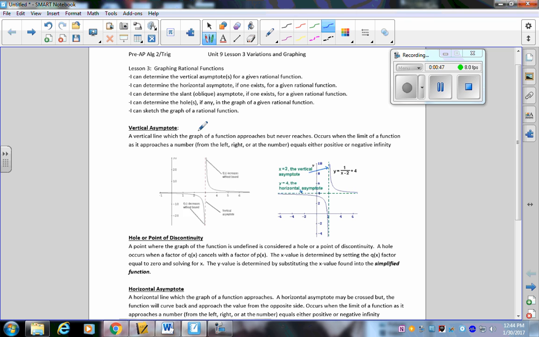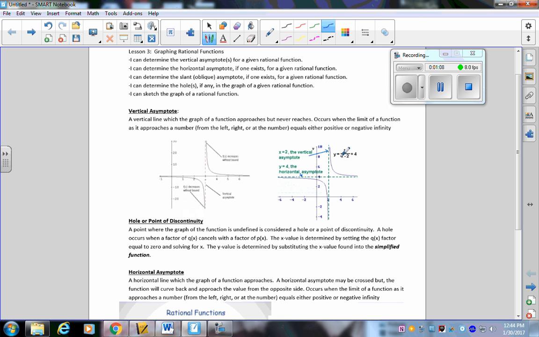So let's do a quick review of what our asymptotes are and what a vertical asymptote is. Remember, it's a vertical line which the graph approaches but never actually touches. Your graph will never touch a vertical asymptote. In our examples the other day, every function only had one vertical asymptote, but it is possible to have more than one. We will see that today and see what the graphs look like in that case.